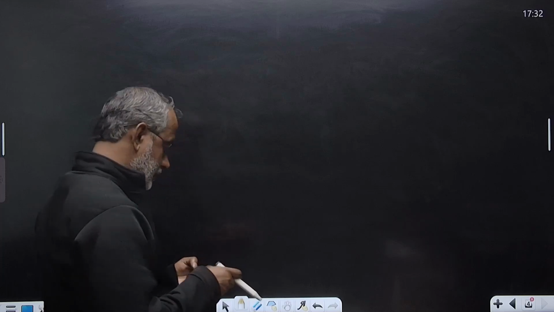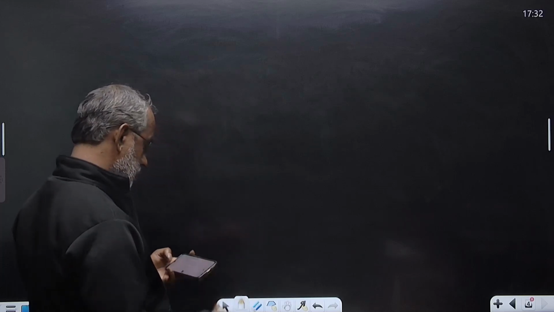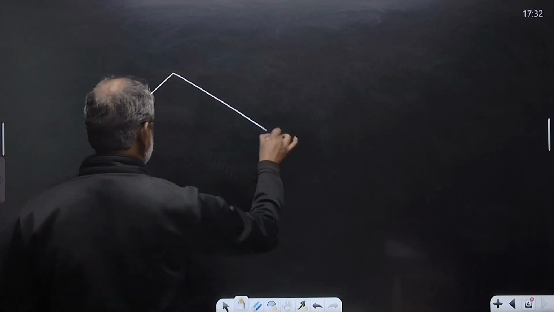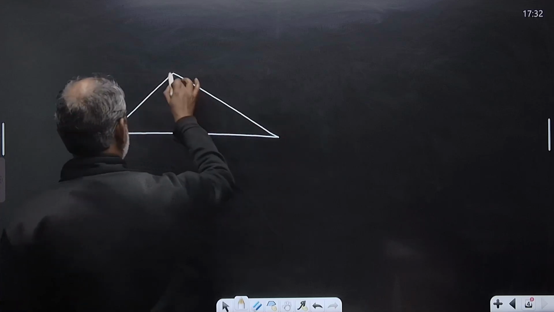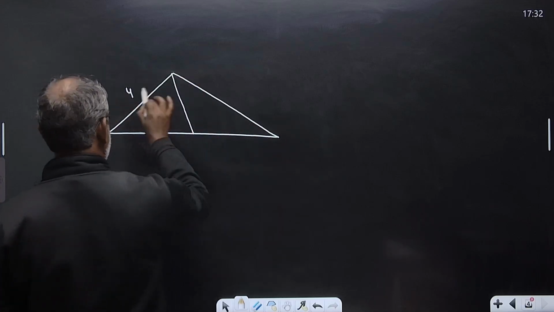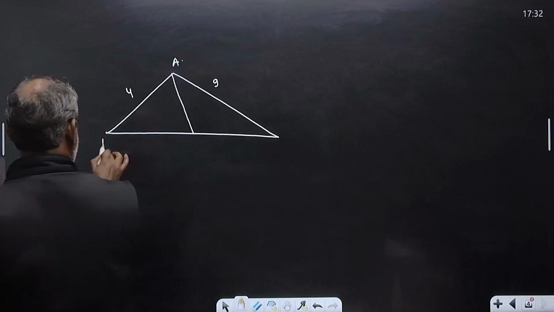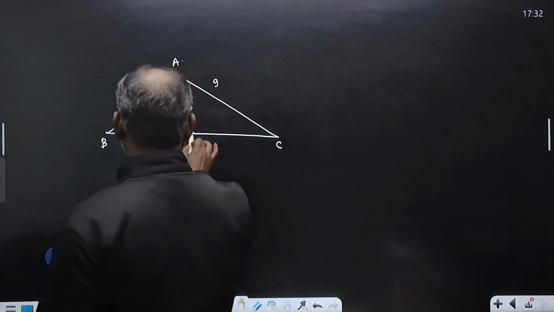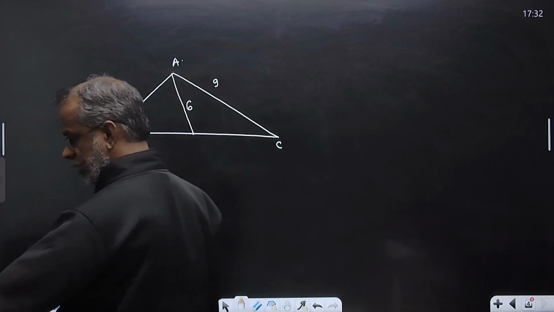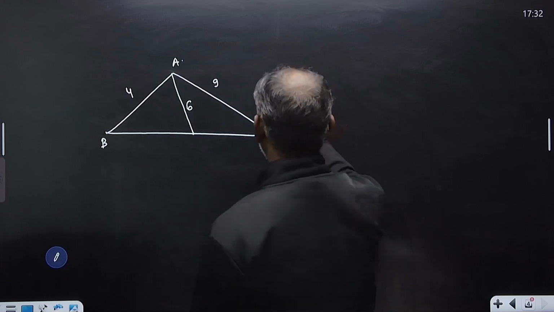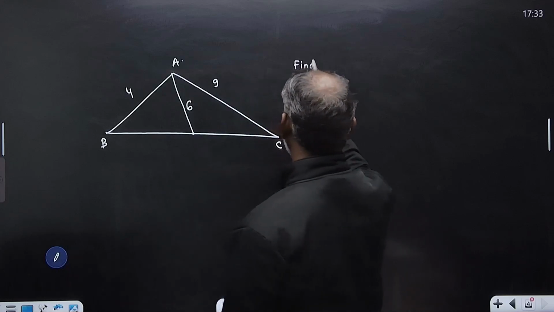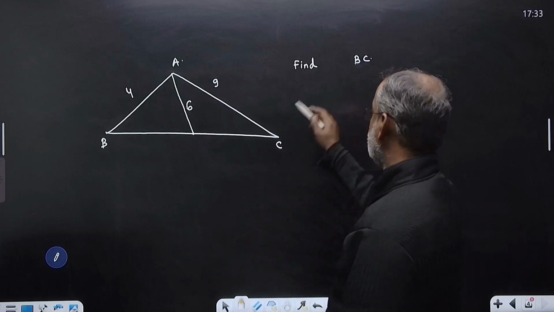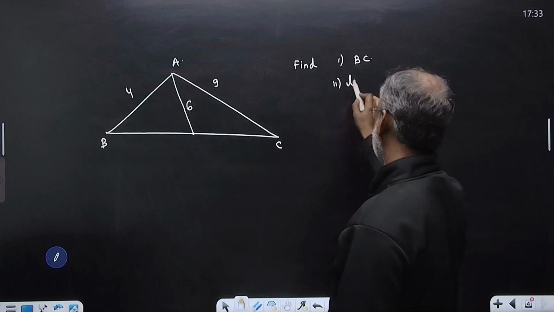Now let me take a very simple problem. A very simple problem is two sides are, say, 4, 9, are two sides of a triangle. One of the medians from the vertex is 6. Somebody says find BC. Somebody may ask you the length of the other medians.